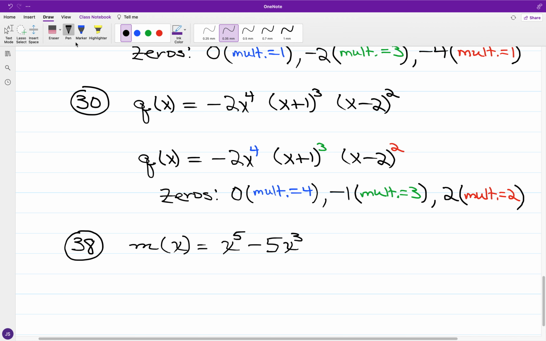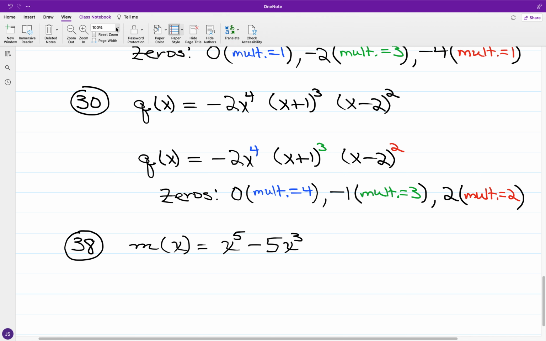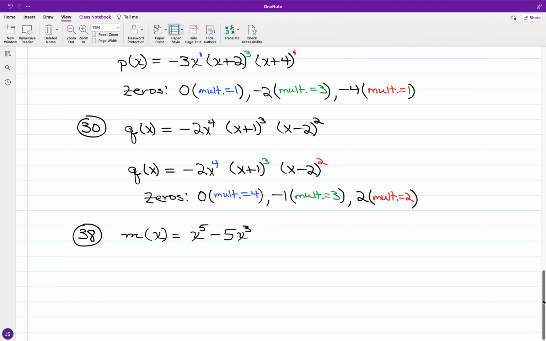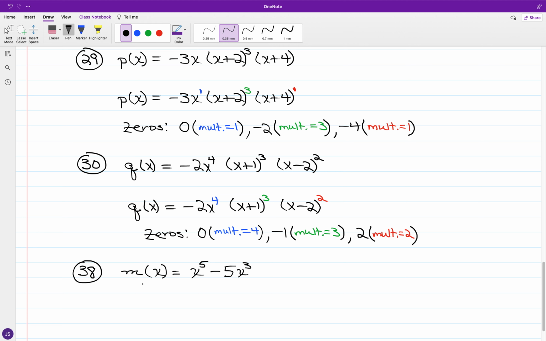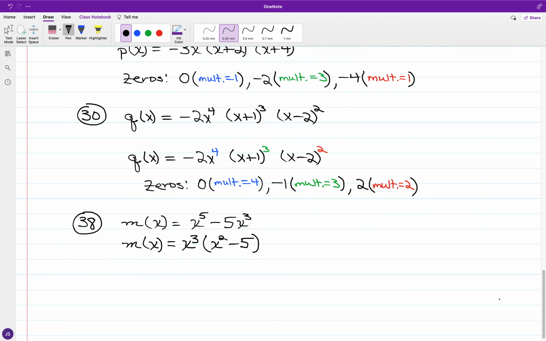5x cubed. All right. So here, for this difference of terms, again we have a greatest common factor in the letter x. So here we'll have m of x is equal to, and the greatest common factor is x cubed, into x to the fifth minus 5x cubed. So we have x squared minus 5, and I can continue, but I will have some irrational roots in the mix. So that m of x is equal to x cubed.